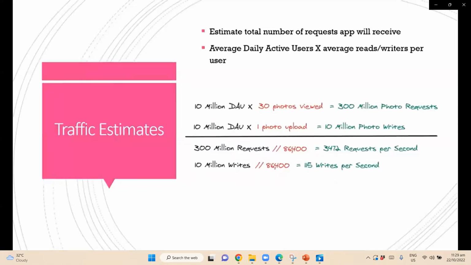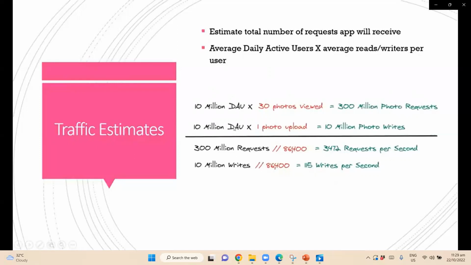So first up, we'll do a traffic estimate, for which the formula is your average daily active users multiplied by the average amount of reads per user and writes per user. In this case, we're going to say we have 10 million average daily active users, and the average user views 30 photos. That's like they refresh their timeline, maybe scroll down a couple times, and see 30 posts or 30 photos. And simple math, that means you're getting 300 million photo requests per day.